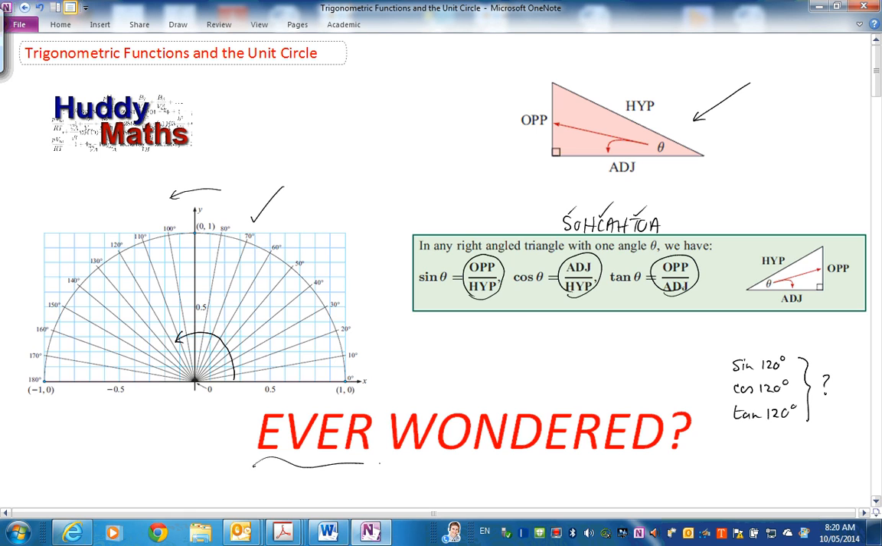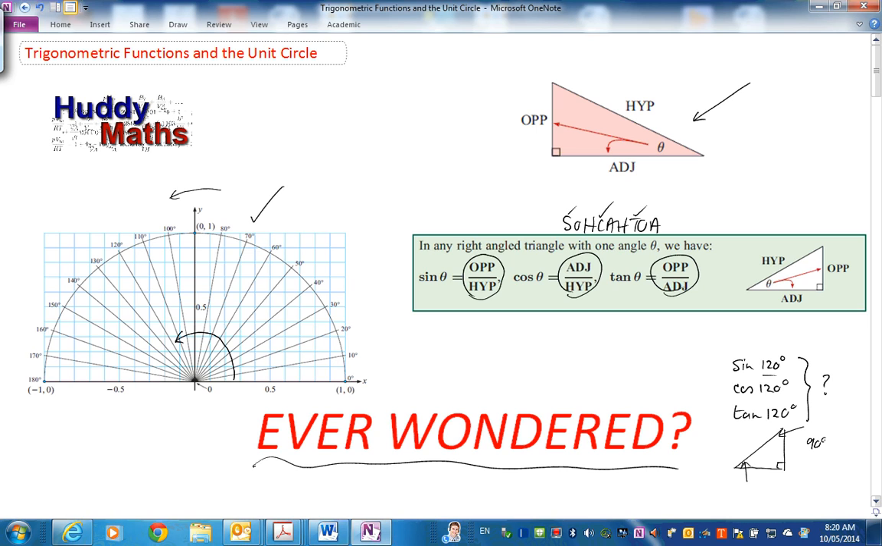Ever wondered? Yeah, maybe. But no, I don't think that's possible, is it? Because you can't fit 120 degrees in a right angled triangle. If you draw a right angled triangle, what's left? The angles of a triangle sum to 180, so that one and that one together have to add up to 90. So in a right angle triangle, when you're doing all this SOHCAHTOA stuff, a 120 degree angle won't fit. So it should not be possible to do that.